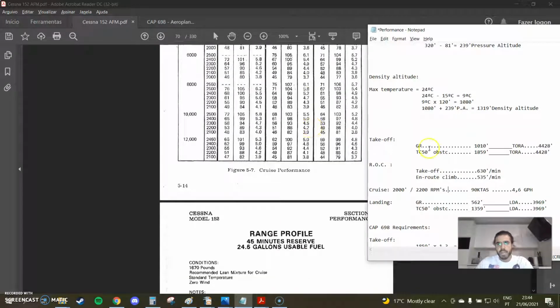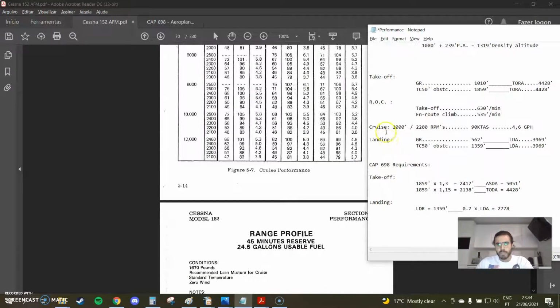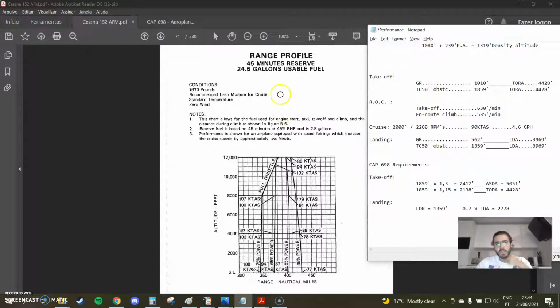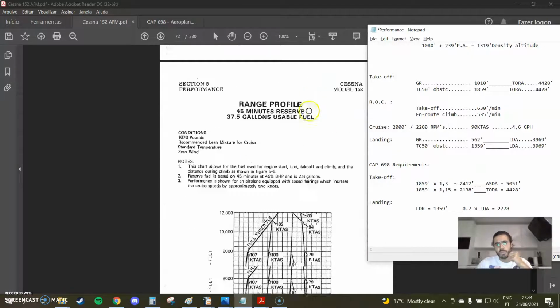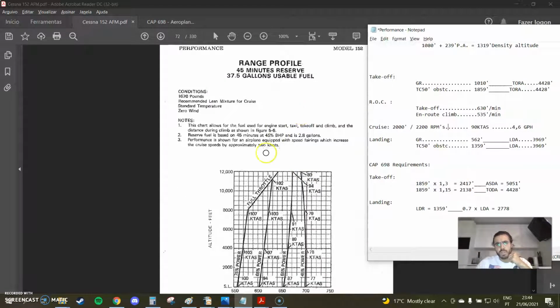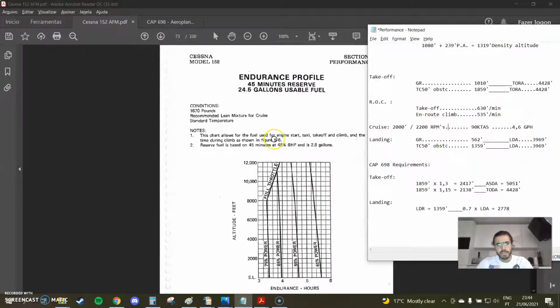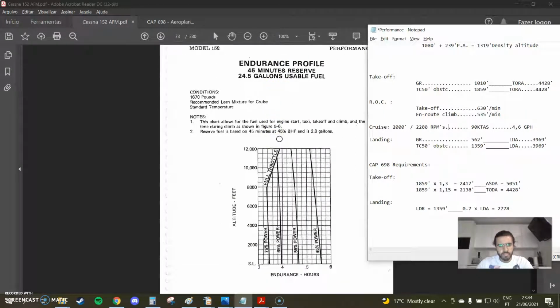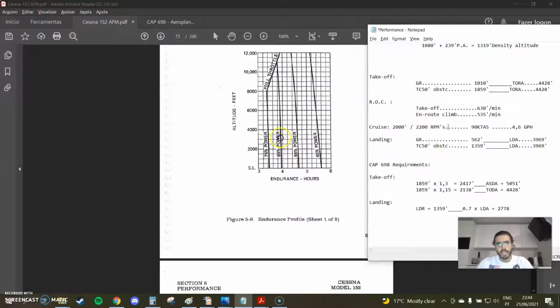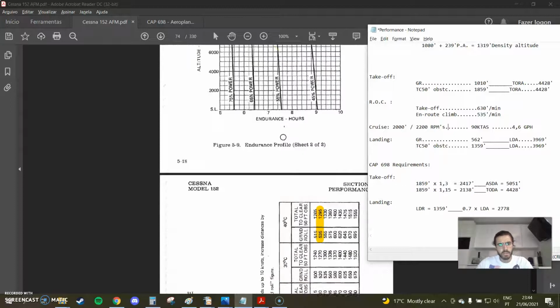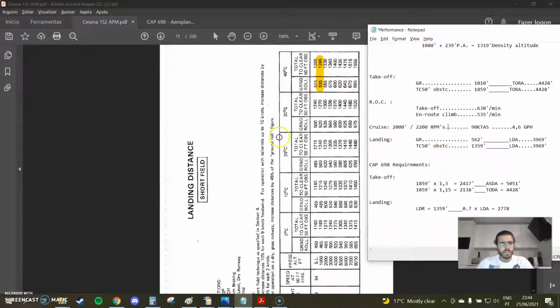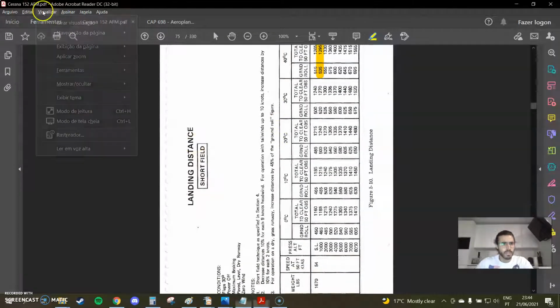Now, after your cruise, you'll have a lot of range profiles and endurance profiles where you can also check. I'm not gonna cover this now. I'm gonna cover this maybe in the fuel planning video, but not today. So I'm gonna skip this one. I wanna take your attention here to the landing distance.